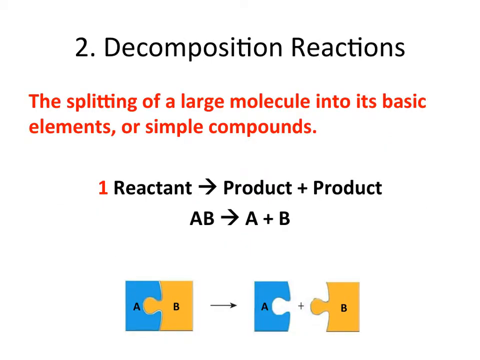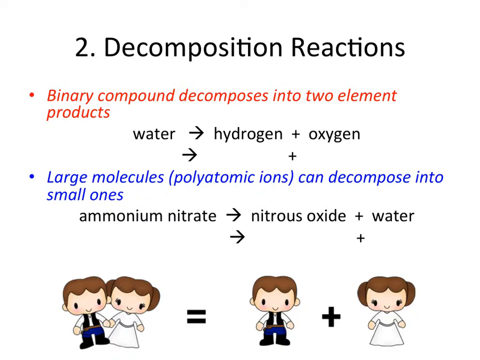Second type is a decomposition. It's just the opposite of an addition reaction or a synthesis reaction, where we go from one reactant into two basic products. So again, here we're splitting up from AB into A plus B. So again, if we have a binary compound, meaning that it's just made up of two elements, they're going to break down into their basic elements.